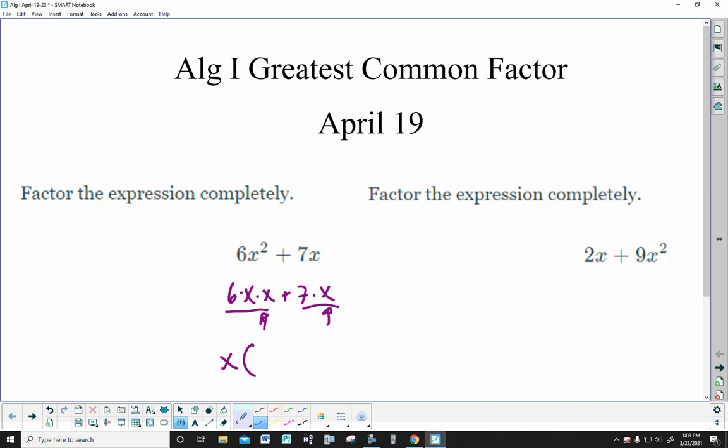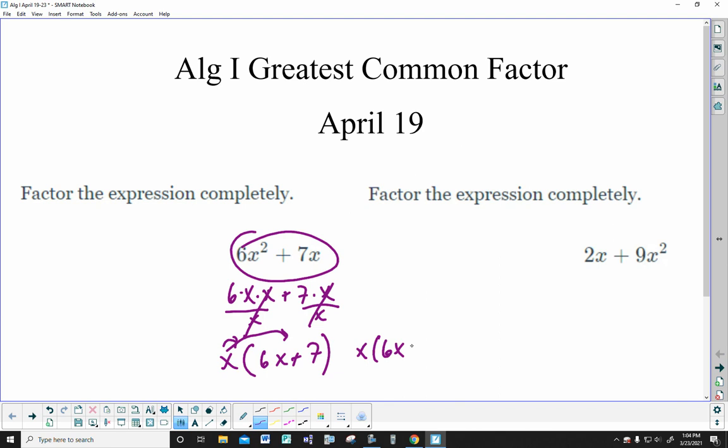If you pretended to divide each one by the same thing, you're not dividing, you're factoring, but if you pretended to, you'd be left with 6x plus 7, and that's what belongs in here. As a check, if you multiply this back in to both pieces, you should get what you started with, and you would. You get 6x squared plus 7x. So x times (6x plus 7) is your final answer.